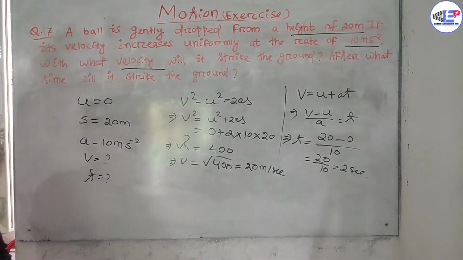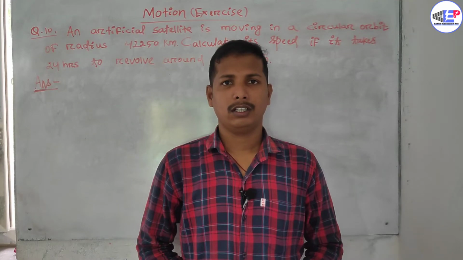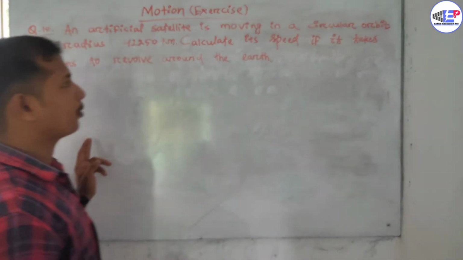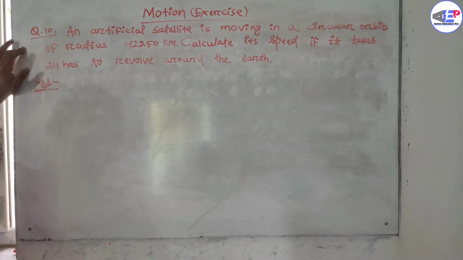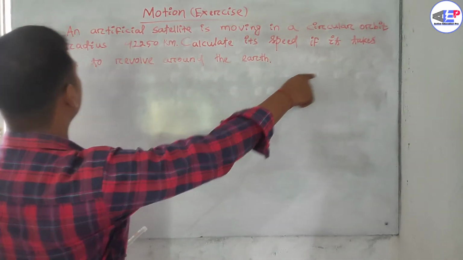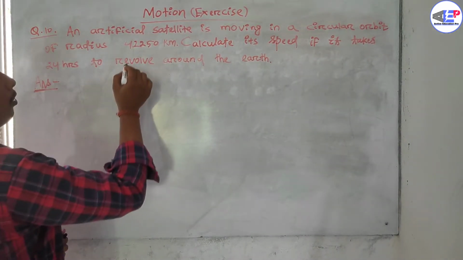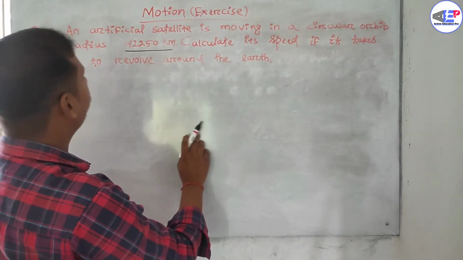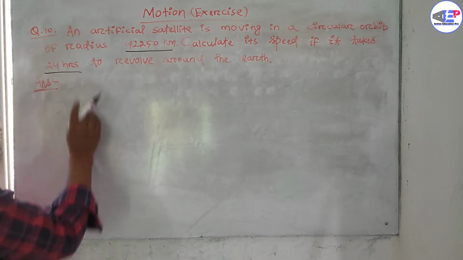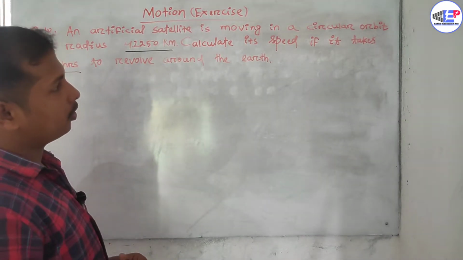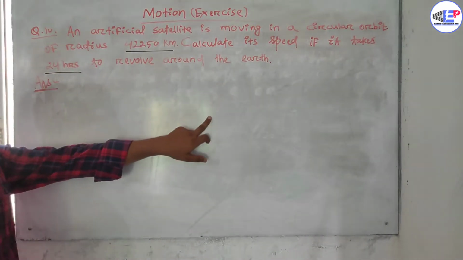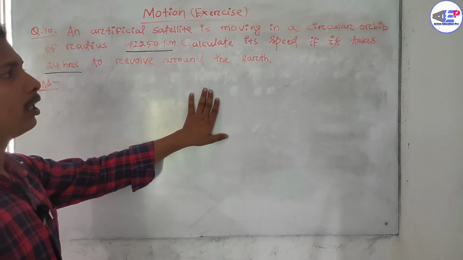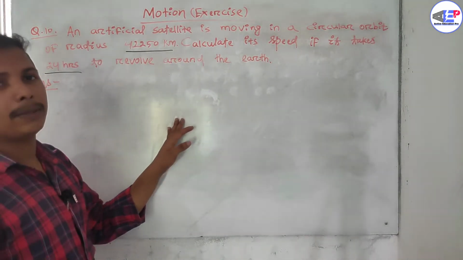Next, let us do another problem. Let us solve the last question from the exercise. Question is given that an artificial satellite is moving in a circular orbit of a radius 42,250 km. Calculate its speed if it takes 24 hours to revolve around the earth. Here we have to find out the speed. We know that speed is distance divided by time.